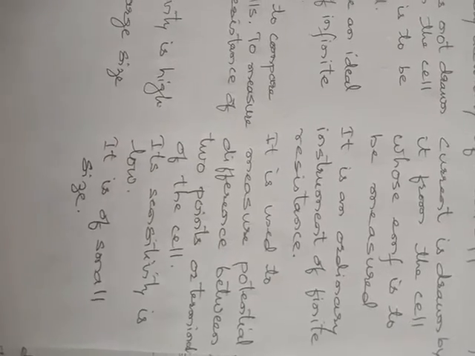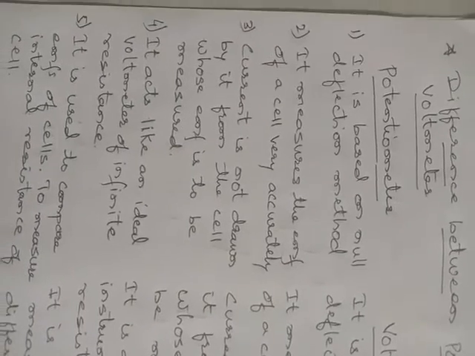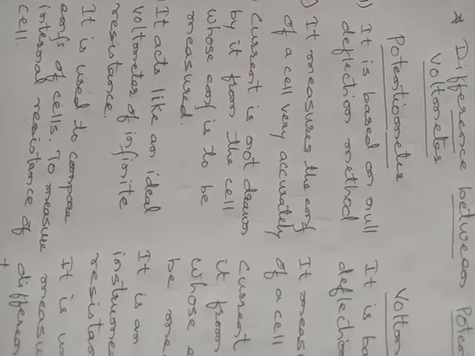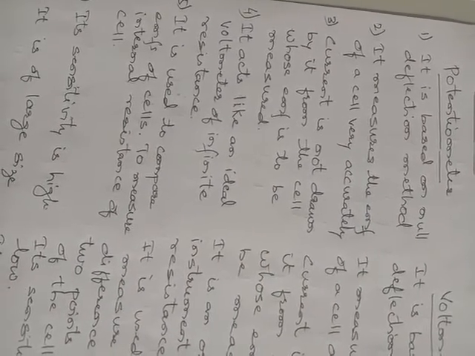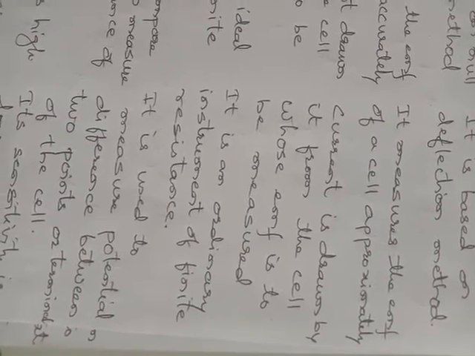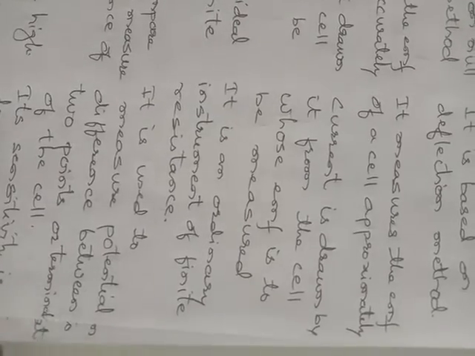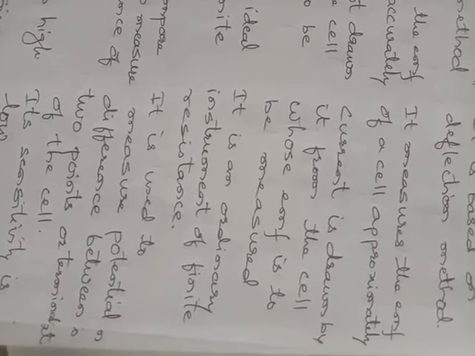The potentiometer is of large size and the voltmeter is of very small size. तो ये हो गया तुम्हारा difference between the potentiometer and the voltmeter. Once again, you just see. First point, the potentiometer is based on the null deflection method. The voltmeter is based on the deflection method. The potentiometer measures the EMF of a cell very accurately. The voltmeter measures the EMF of the cell approximately.